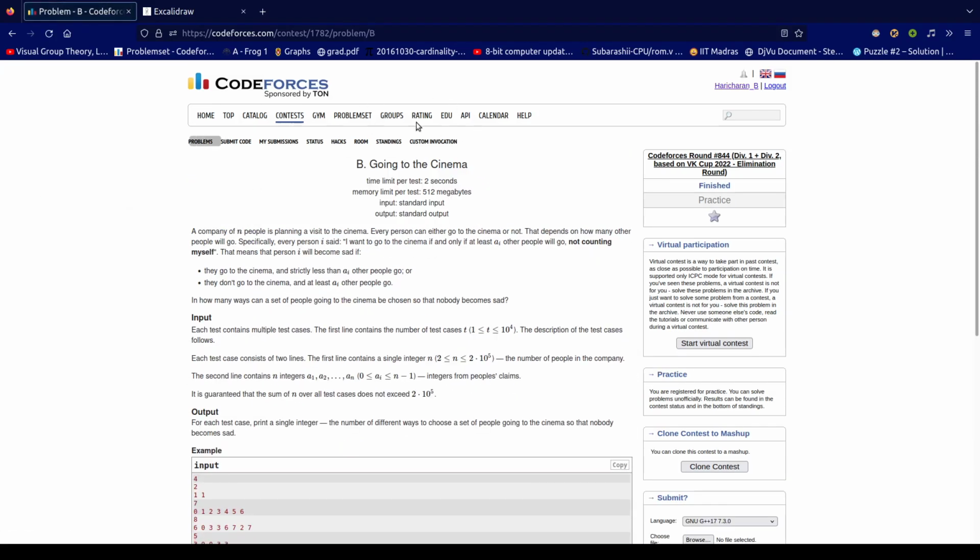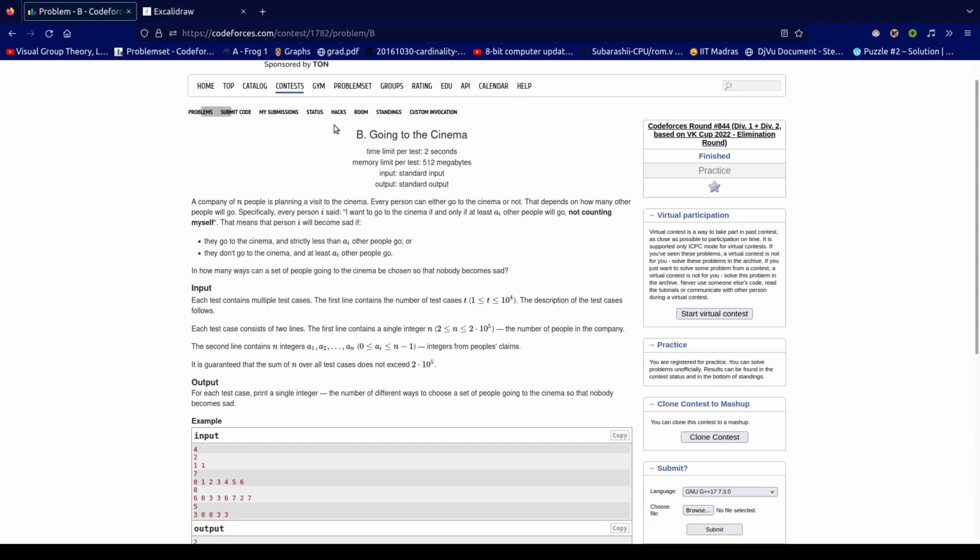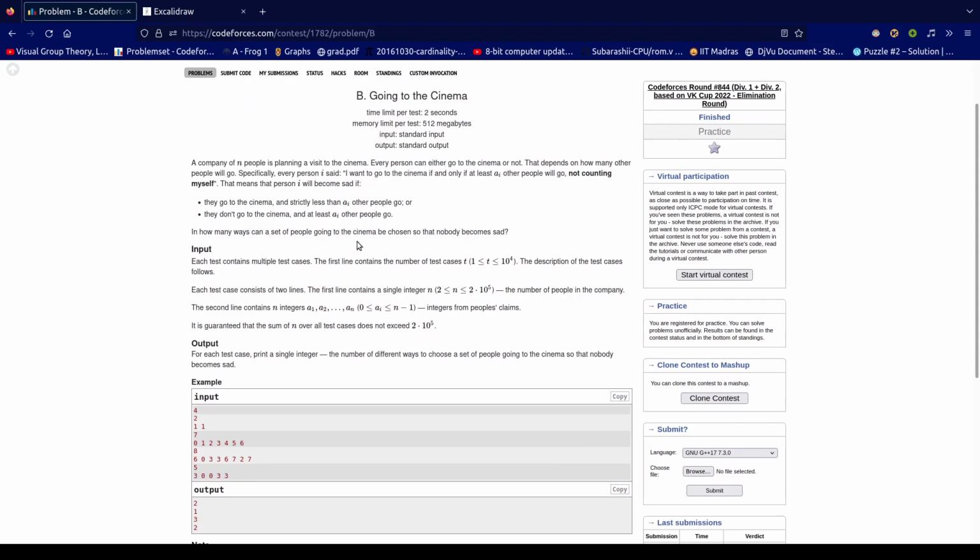The second problem is also a very interesting problem. So the problem, you can pause the video and read the question if you want. So there are n people who are planning to visit the cinema, and every single person can either go to the cinema or not. And that depends on how many other people will go. This is actually very interesting.